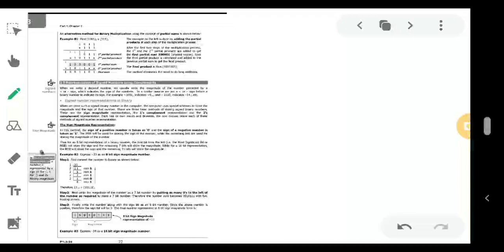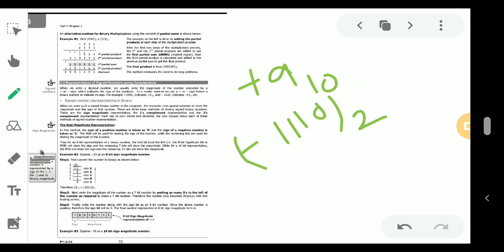Today we will learn the representation of a signed number using the complement method. So what is a signed number representation? Suppose I want to indicate plus 9 base 10, or minus 1110 base 2, or minus 14 base 10. How will we represent it in a binary format? We will learn that today.